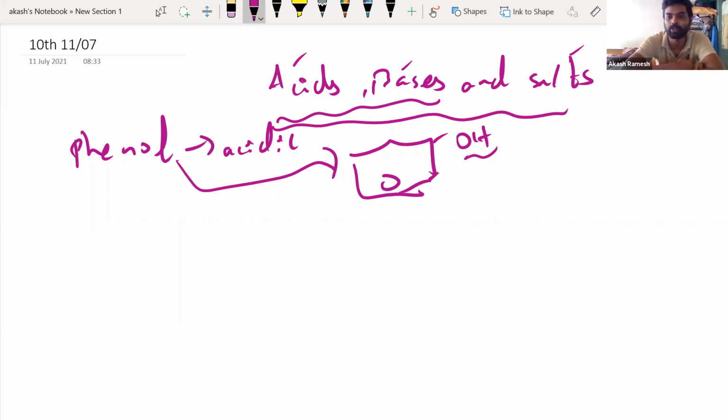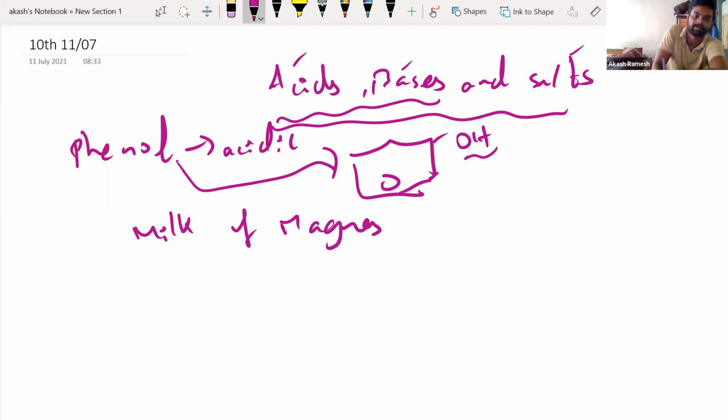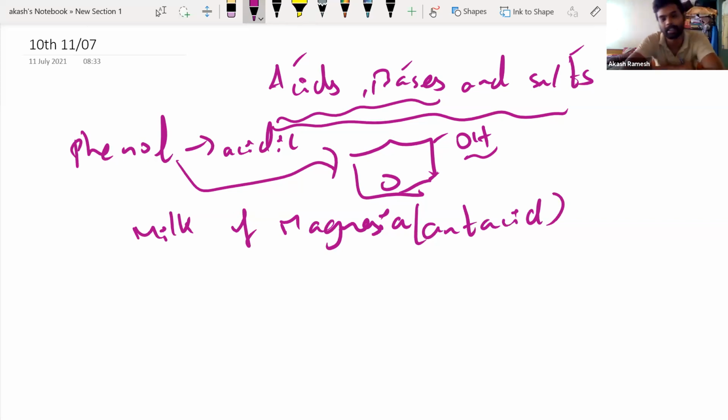And bases we use, for example, milk of magnesia, which is basically an antacid. When you have acidity, say you didn't eat properly or on time, or you had some bad food habits, the acid content in your stomach increases, and that gives you burps and an irritation in your chest. At that time, you take antacid tablets.